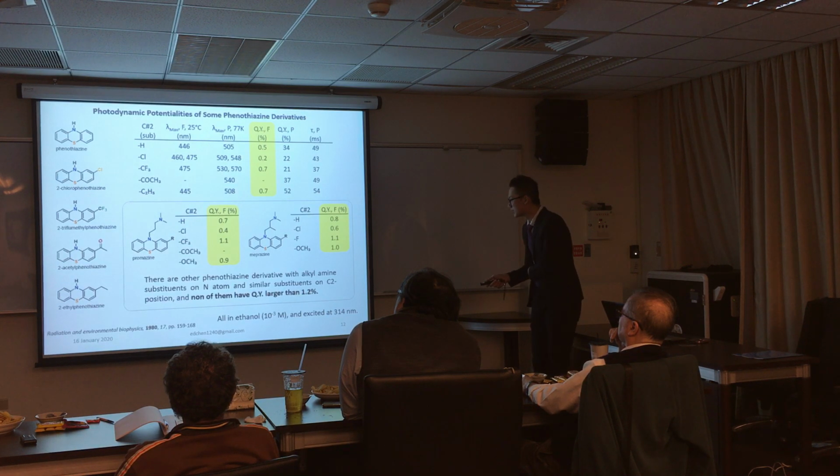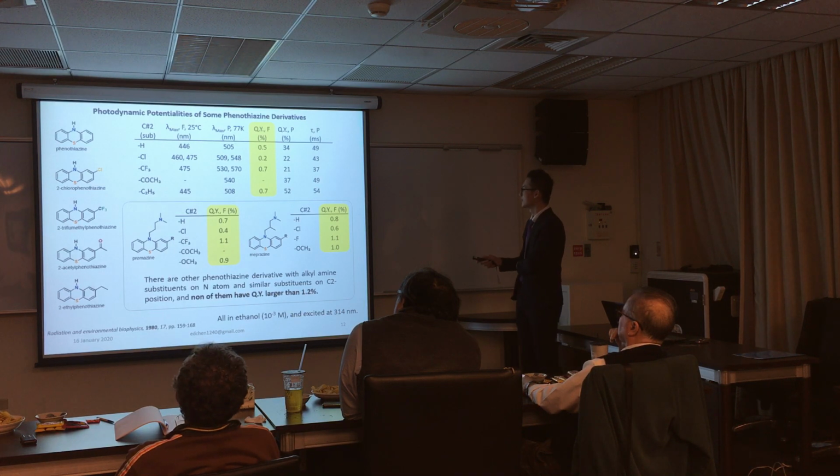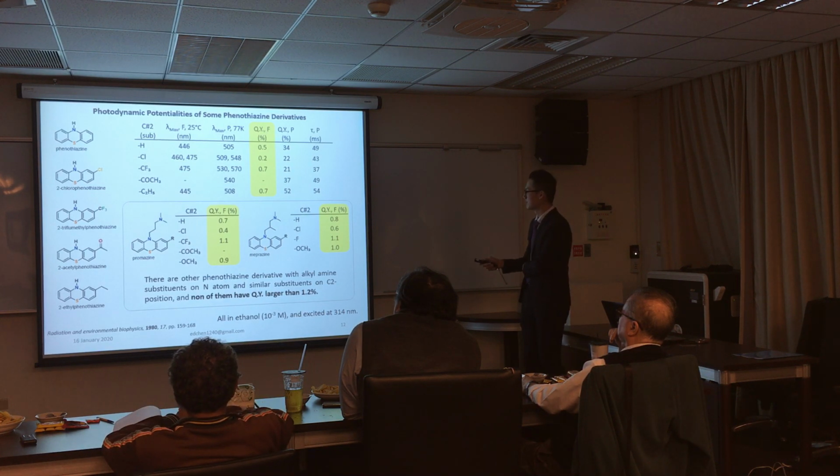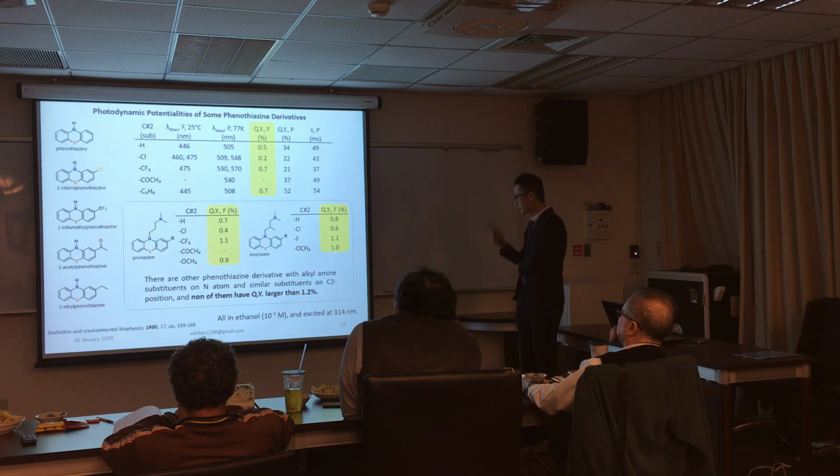Okay, here was a paper published in 1980. It was mainly focused on 2 substituted, not 3 substituted, phenothiazine, and their quantum yields are quite low. All of them have quantum yields less than 1.2%. Because early research on phenothiazine was mainly on pharmaceutical application, they have compounds like this. The research has shown that adding this aliphatic group on nitrogen helps increase its bioactivity.